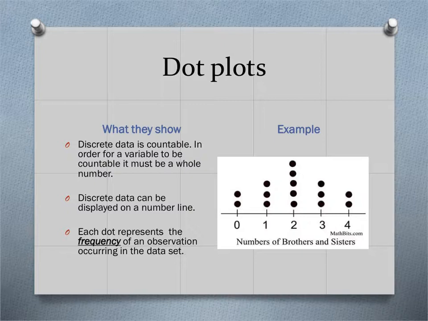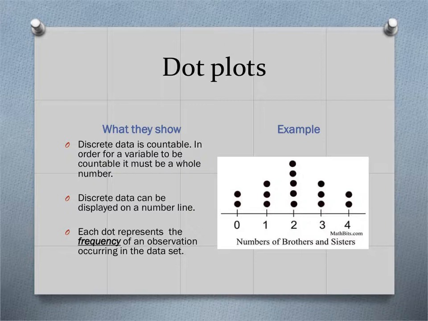So it's what we mean by discrete. It has to be countable. It has to be at a point. And when we say at a point in math, we mean on the number line. It has to be at one of these numbers on that number line. So you can see that from this sample, there is either 0 brothers and sisters, 1 brother or sister, 2, 3, or 4 brothers and sisters.